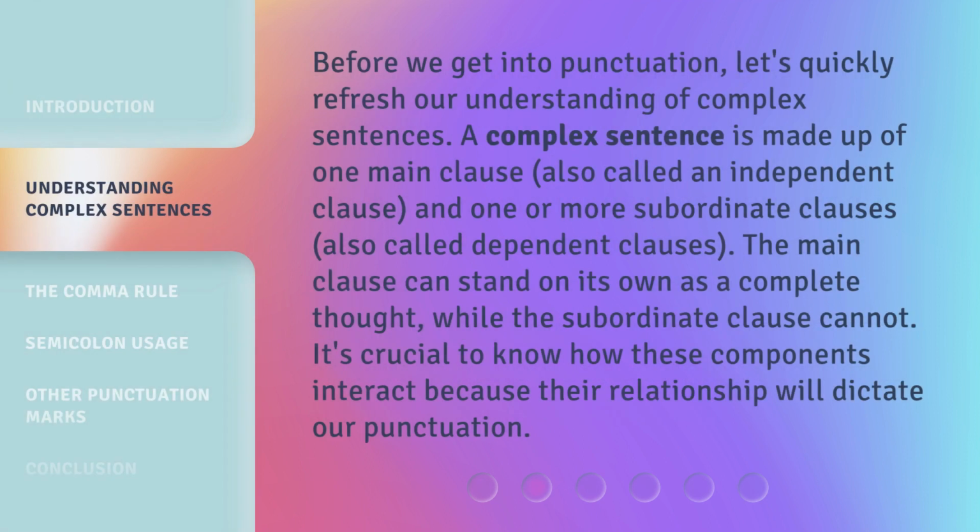Before we get into punctuation, let's quickly refresh our understanding of complex sentences. A complex sentence is made up of one main clause, also called an independent clause, and one or more subordinate clauses, also called dependent clauses. The main clause can stand on its own as a complete thought, while the subordinate clause cannot. It's crucial to know how these components interact because their relationship will dictate our punctuation.